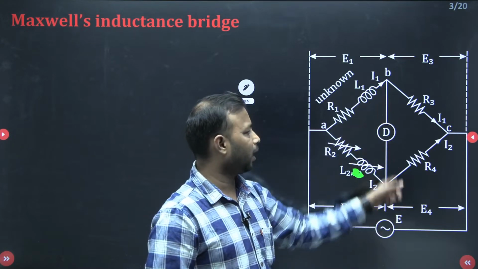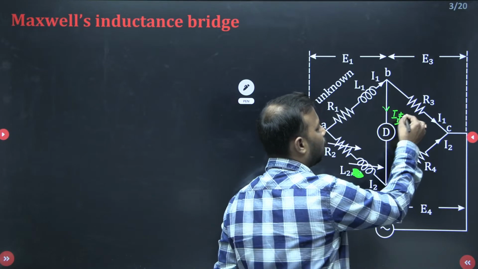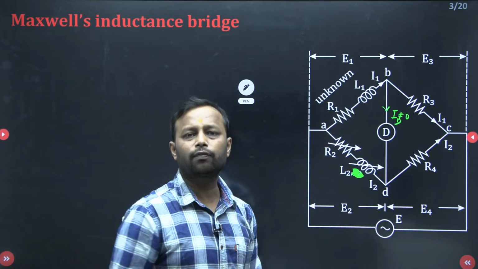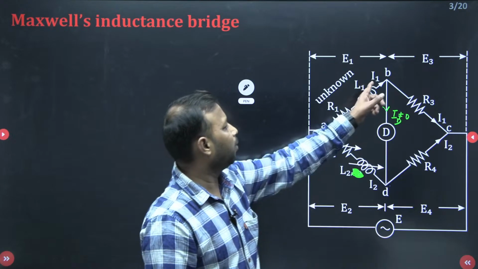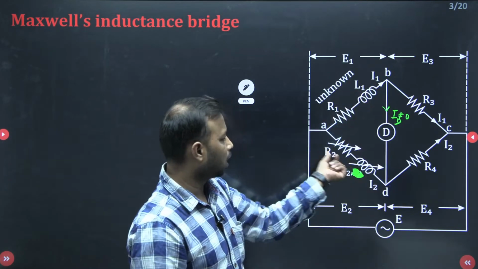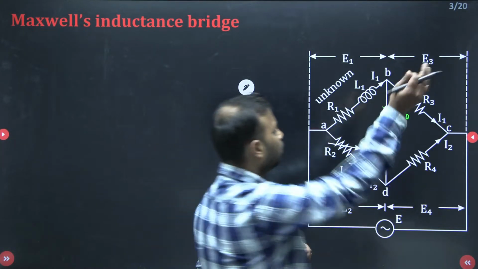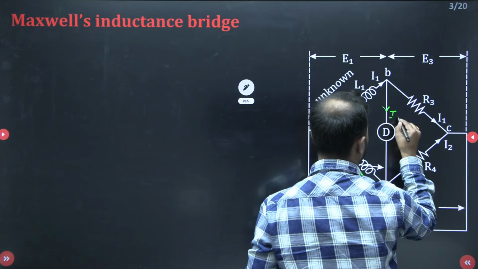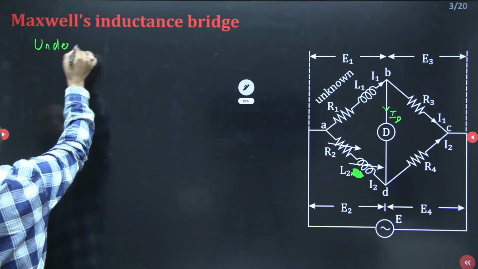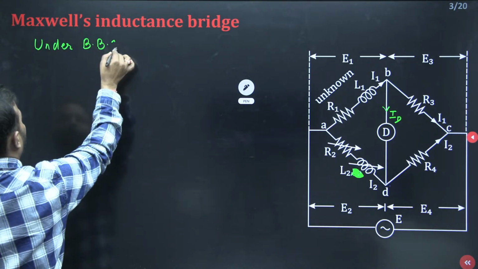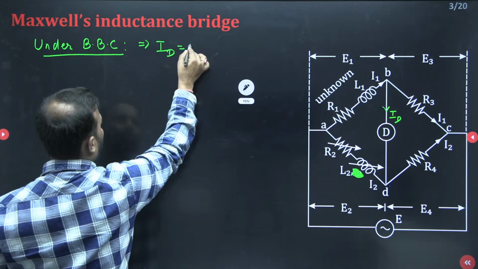It means that the detector current, which is ID, let me write here, ID current will be non-zero under unbalanced condition. What if the bridge is balanced? It implies that we are able to get the R1 and L1 value by the help of this R2 and L2. So under this condition, ID current will be 0. Got the point? So let me take the current here as ID. Now under the bridge balancing condition, it implies that your ID current, the detector current, will be 0.